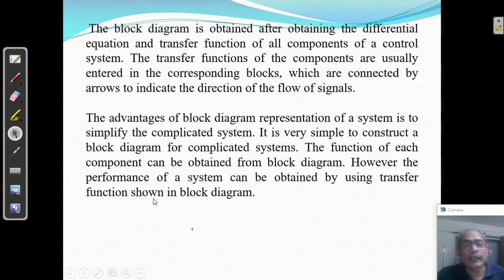Block diagram is obtained from the differential equation and transfer function of all components of a control system. The transfer functions of a component are usually entered in the corresponding blocks, which are connected by arrows to indicate the direction of the flow of signal.